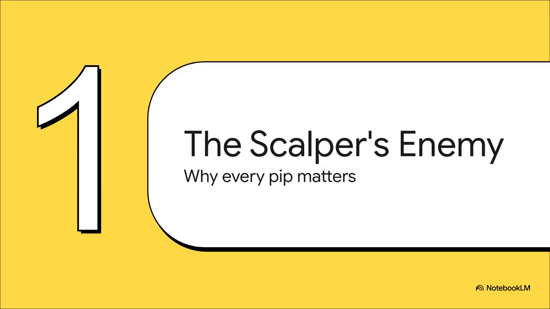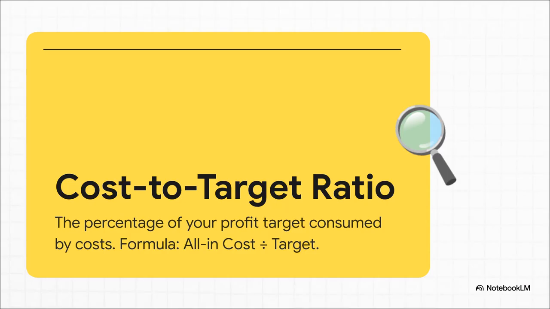So, Section 1, the scalper's hidden enemy. Because look, when your edge is razor thin, every single fraction of a pip truly matters. This isn't just about shaving off a few cents here and there. This is about preserving your entire trading business. To really measure this threat, we need a specific tool, and that tool is the cost-to-target ratio. The formula right here shows you exactly what percentage of your profit target is being sacrificed just to get into the trade. I want you to think of this as your number one filter.